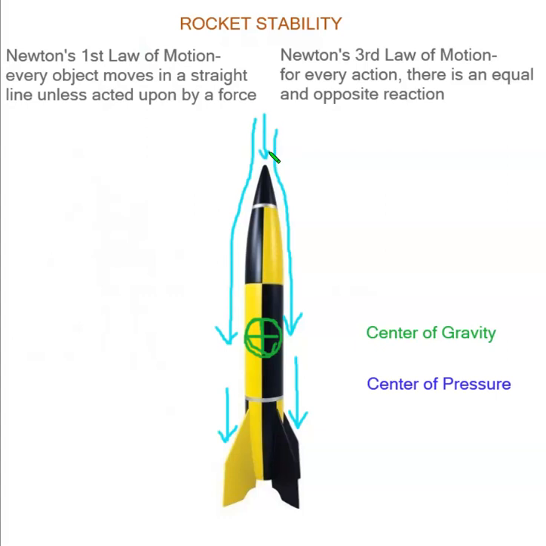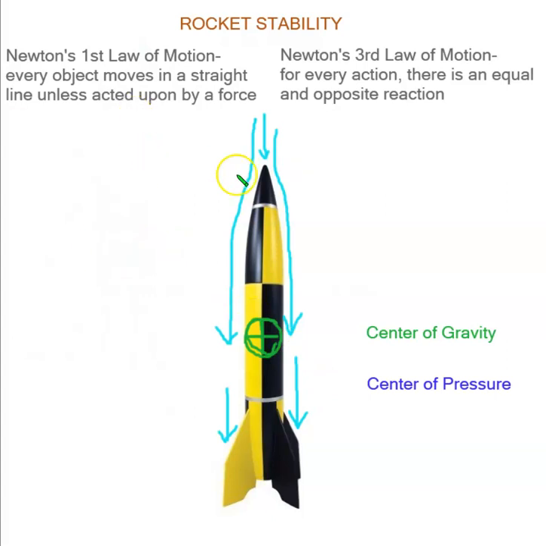So when a rocket is stabilized, this means that all of the rotating forces that would cause the rocket to rotate around that center of gravity, or would cause the rocket to pivot in one direction or the other, are equaled out by an opposite force. Newton's third law of motion comes into play here. It states that for every action, there is an equal and opposite reaction.